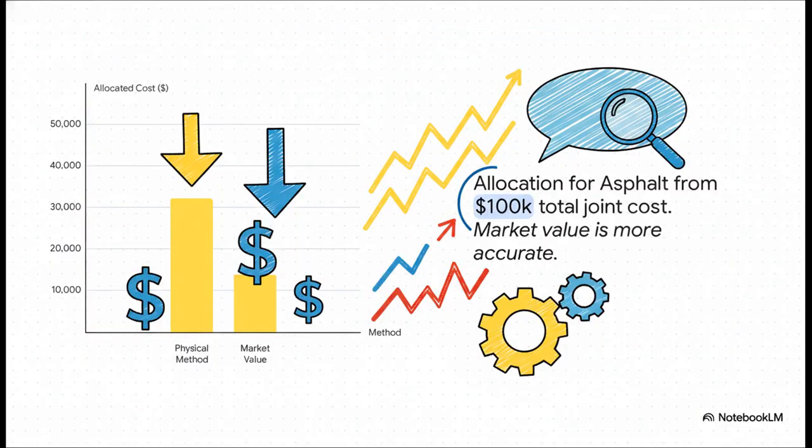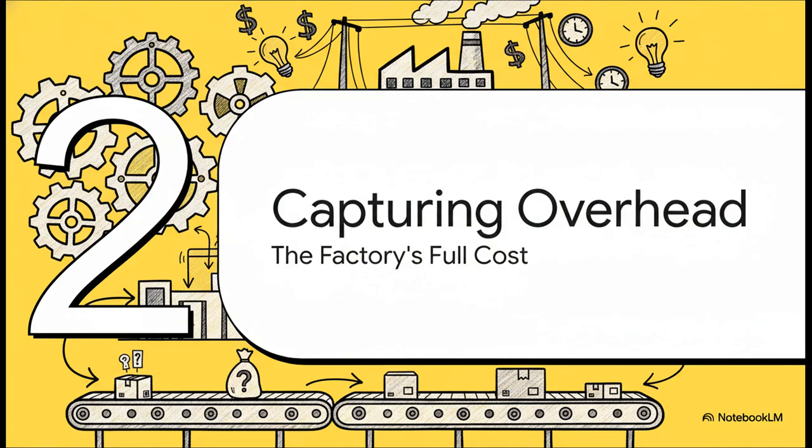And here's where it gets really interesting. Look at the huge difference this makes. Using that simple physical method, our asphalt gets hit with a cost of $30,000. But if we use the market value method, its cost is less than half that, just under 14 grand. The method you pick literally changes how profitable a product looks on paper. That's a massive difference.